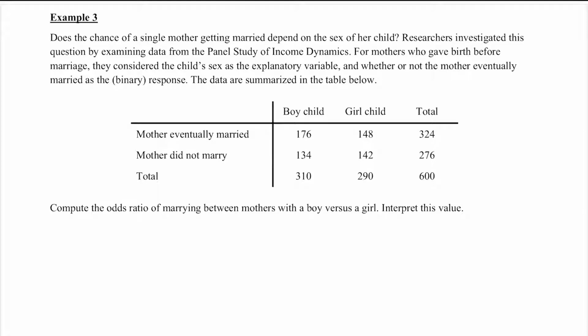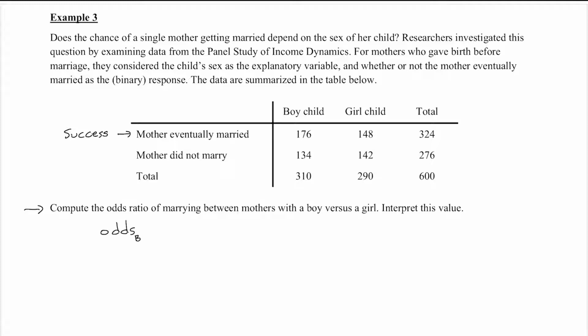Our explanatory variable, again, forming the columns, is the sex of the child, and the response variable forming the rows is whether or not the mother eventually got married. Notice the way the question is stated down below. Compute the odds ratio of marrying. So marrying is considered success in this case. This was told to us, whereas in the last example we kind of had to figure it out. Between mothers with a boy versus a girl, and then interpret.